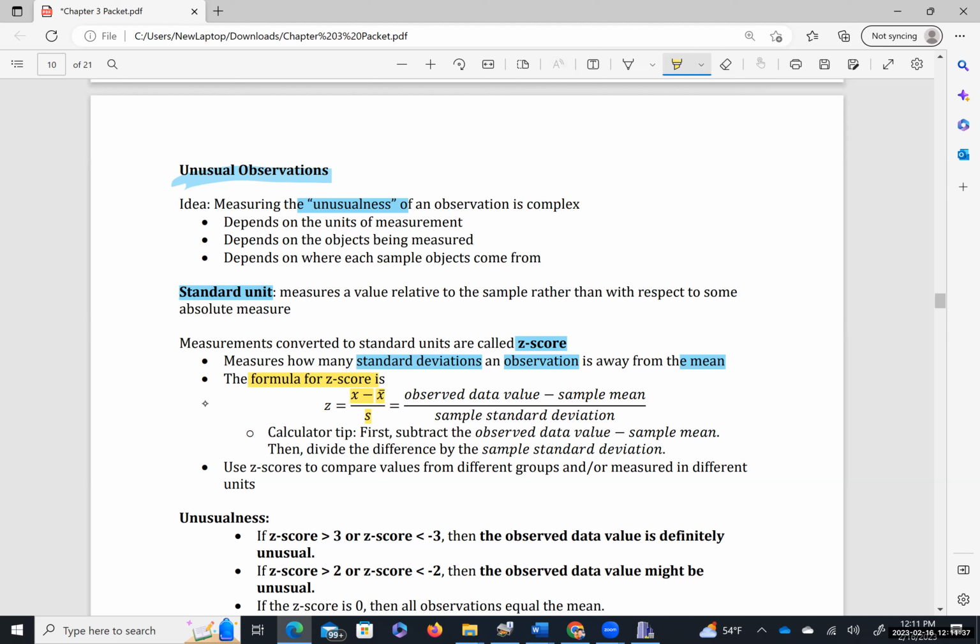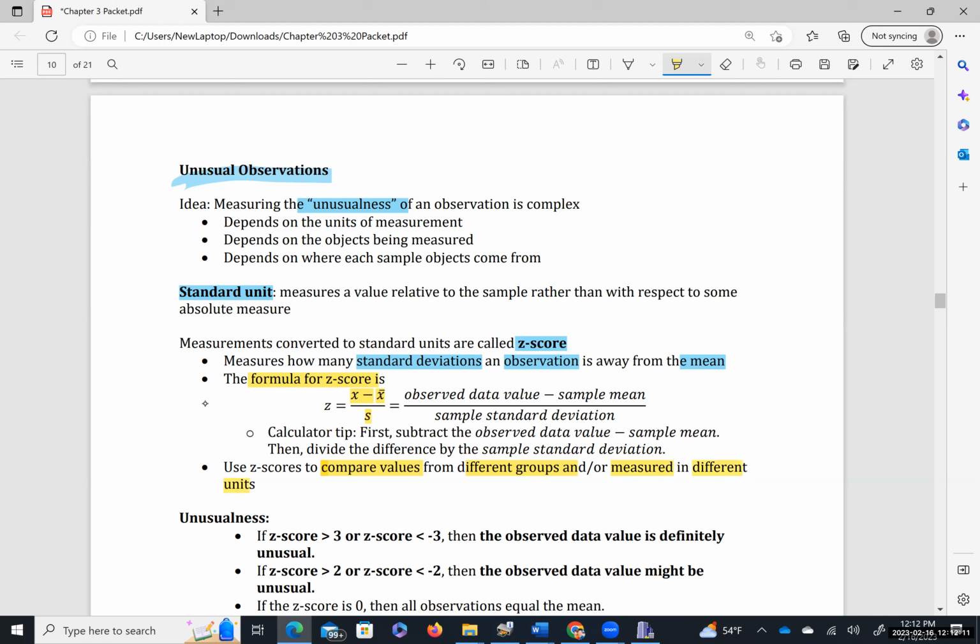Okay. So you start by subtracting the sample mean from the observed data value, and then divide the difference by the sample standard deviation. So what do we use the z-score for? We use it to compare values from different groups or measured in different units.